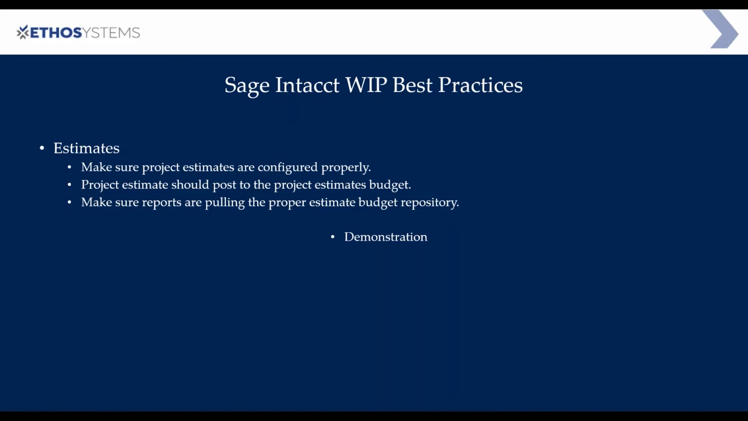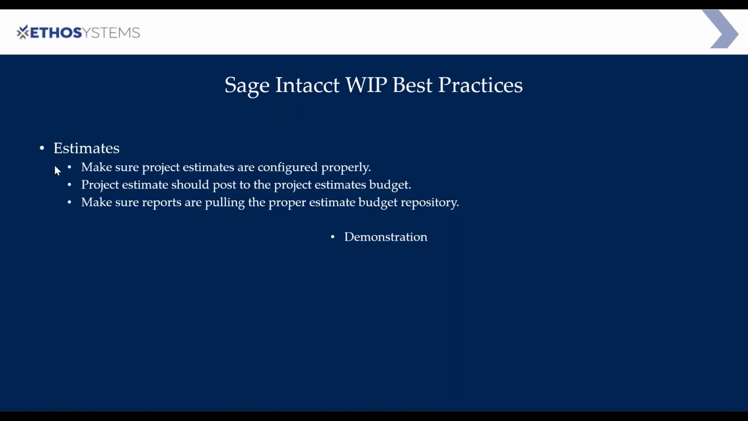A couple things that you want to do: first, you want to make sure that project estimates inside Sage Intacct is configured properly, and I'm going to show a demonstration of that. You'll also want to make sure that your estimates are posting to the appropriate project estimate budget repository. And then lastly, you want to make sure that any report you create is pulling from the proper budget repository, and if you're creating a WIP report inside the interactive custom report writer, that it's pulling the correct estimate information.